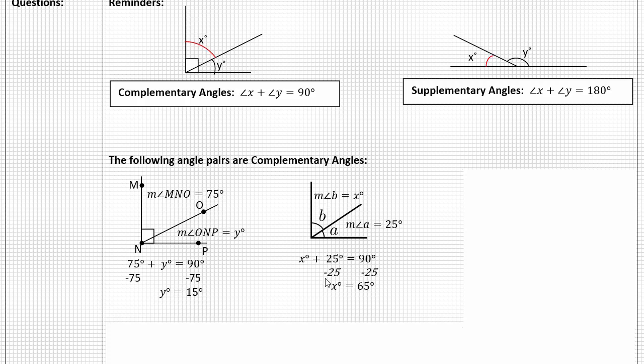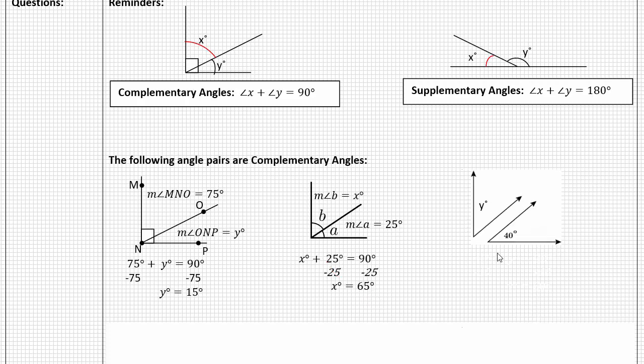Well, from here we should have subtracted 25 from both sides to get x by itself. This cancels, and 90 subtract 25 is 65. So the measure of angle B would be 65 degrees. Let's try the next one.